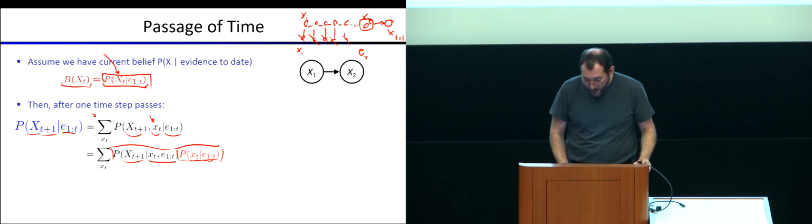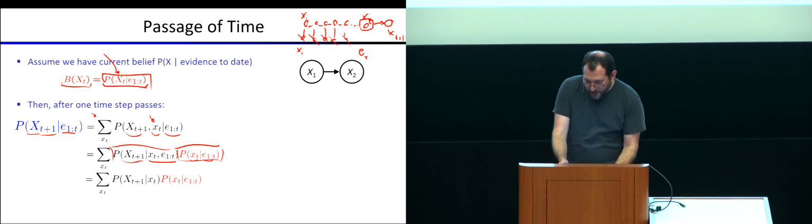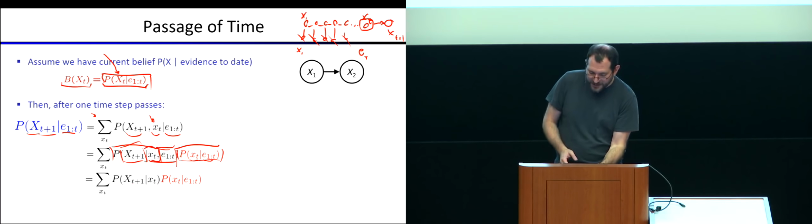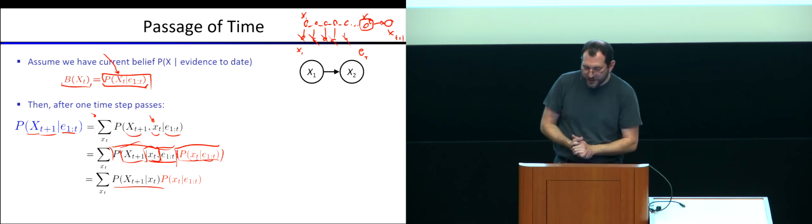hidden Markov model. However, what my hidden Markov model tells me is that xt plus 1 is conditionally independent of all evidence before it given xt. And that lets me simplify that expression down to a transition probability.